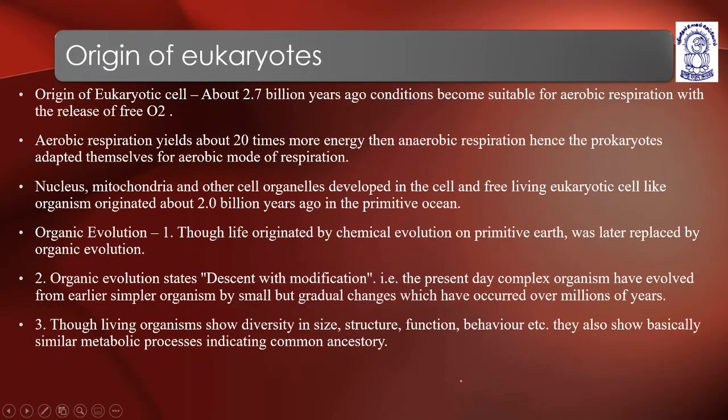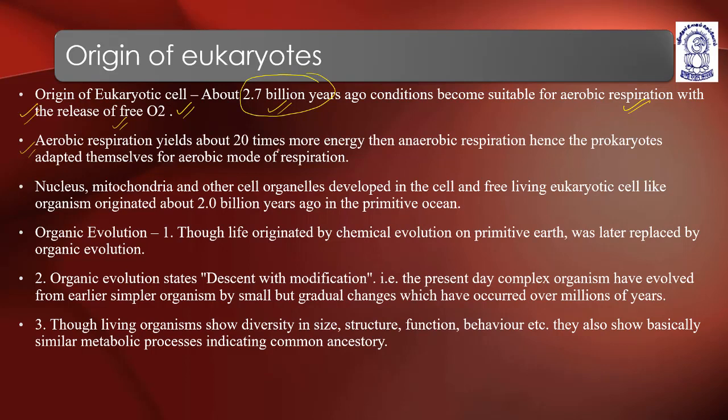Now coming to next, origin of eukaryotes. Origin of eukaryotes is basically related with the origin of prokaryotes. So the line is like this: protobionts, coacervates, microspheres, protocells or eubionts, then prokaryotes, and then the eukaryotes. Origin of eukaryotic cell. About 2.7 billion years ago, conditions became suitable for aerobic respiration with release of O2.